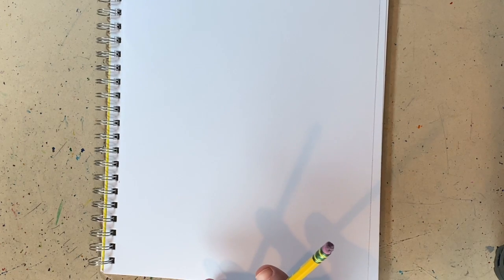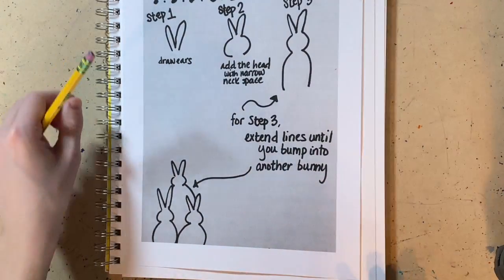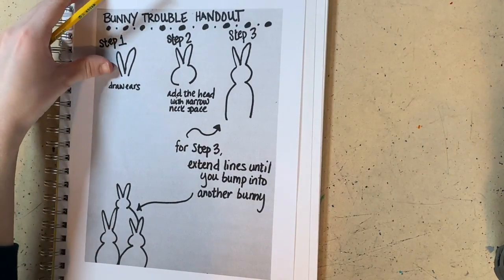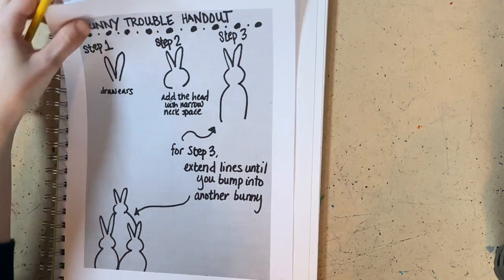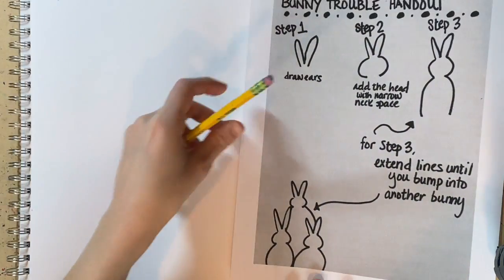And I'm going to flip it over. We want our paper to be the portrait size, because when we draw our bunnies, they're going to go up the page. So here is a handout that I've created of the steps for you to see.